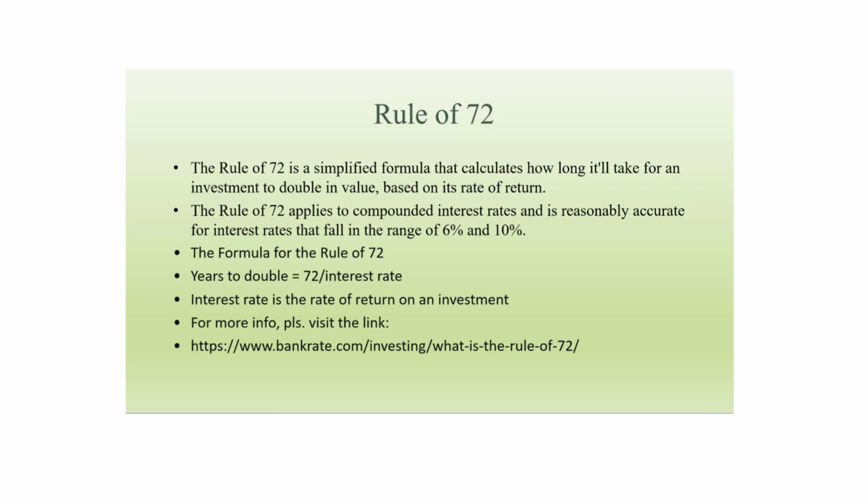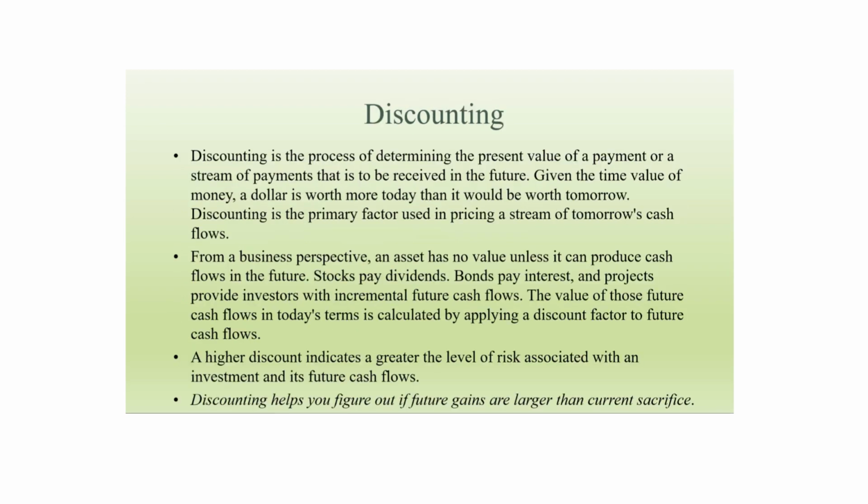Then we have another tool which is called discounting. Discounting is the opposite or the reverse of compounding. In discounting, we use the discount factor, but in compounding, we use the interest factor. In discounting, we determine the present value, compared to compounding, where we try to determine the future value.